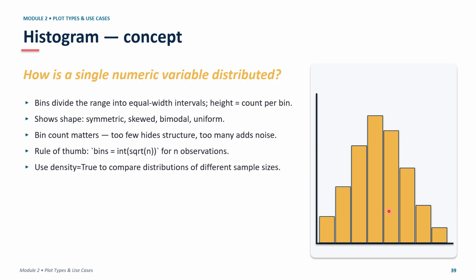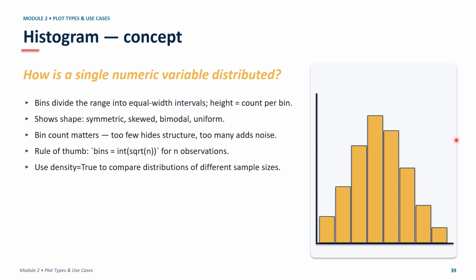So here the distribution is what matters. Before analyzing any numerical variable, you need to understand its distribution. Is it a symmetric distribution or a skewed distribution? Are there multiple peaks, or does it have any outliers? That's very important to analyze first, right?